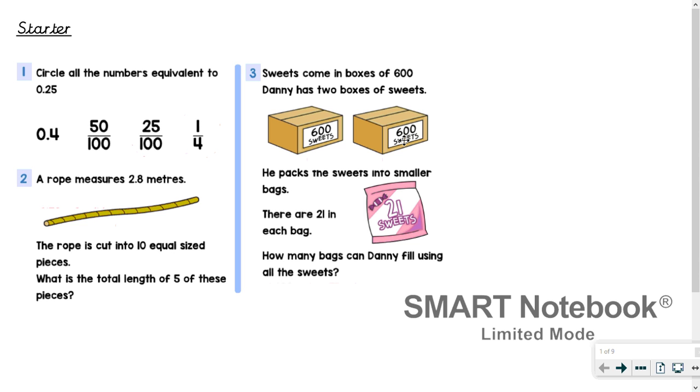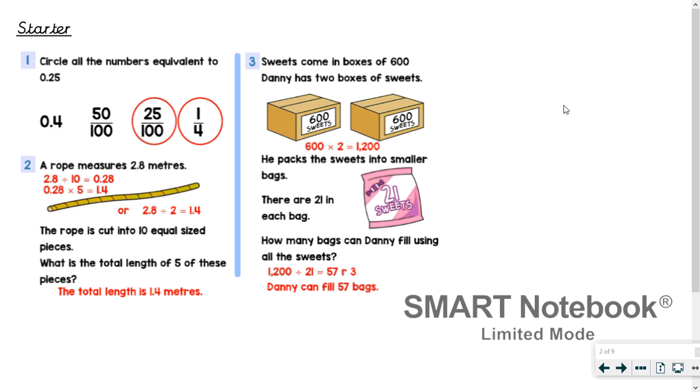So what I'd like you to do now is follow along as we go through the answers. So circle all the numbers equivalent to 0.25. Equivalent means the same as. So we have 0.4, 50 over 100, 25 over 100, 1 over 4, quarter. So we have a look. 0.4 is 0.40. So that is clearly, we can even see they're both decimals, they don't look the same. 50 over 100, we know from our percentage work, that's 50%. We know 50% is the same as a half, or we could just work out that 50 over 100 is a half. So it is not the 0.25, that'll be 0.50.